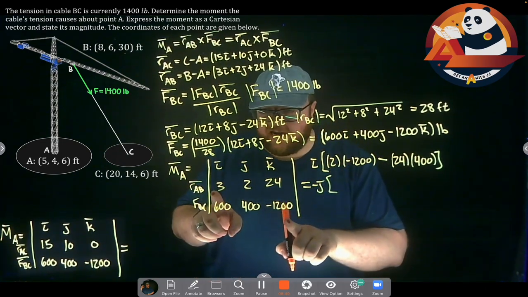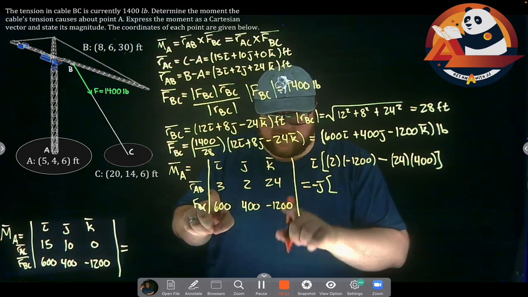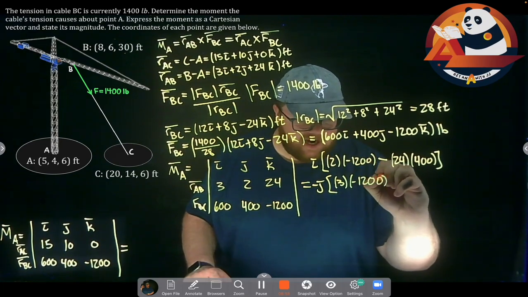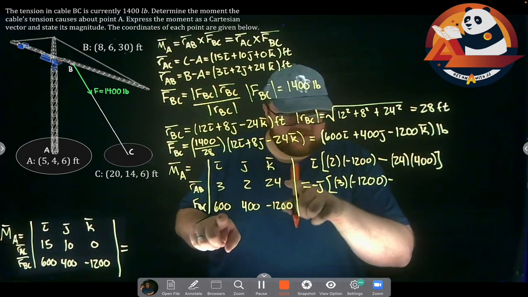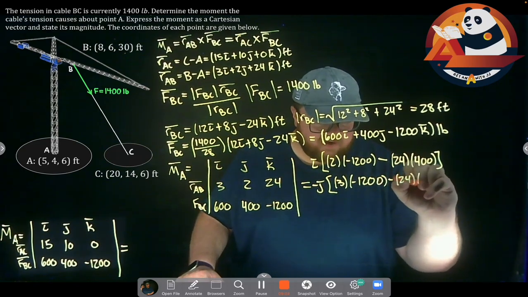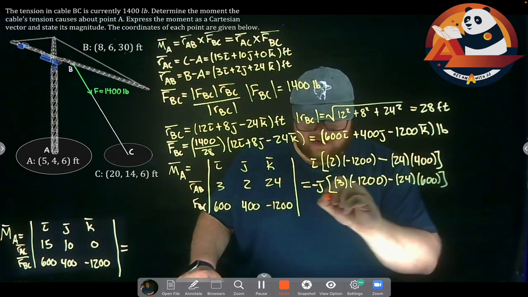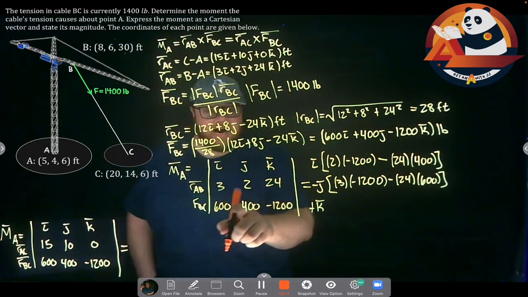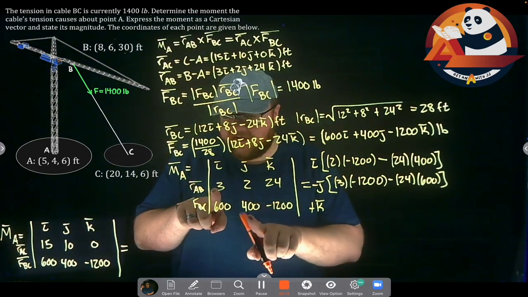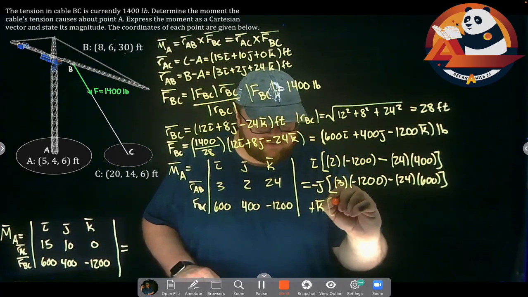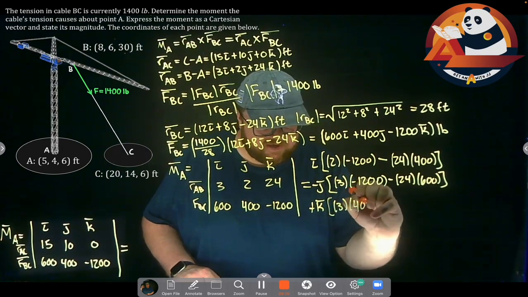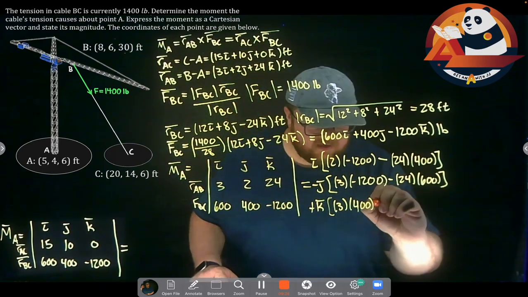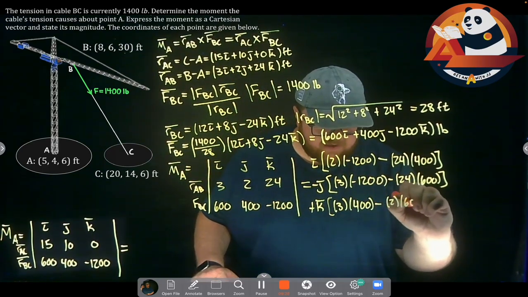And now we look at our I and K pieces. Top left times bottom right, 3 times negative 1,200. Minus our top right, 24 times bottom left, 600. And then we go back to adding for our K. Plus K. For the K piece, I work with just I and J. So the top left would be 3, bottom right would be 400. So 3 times 400 minus our top right times bottom left, 2 times 600.